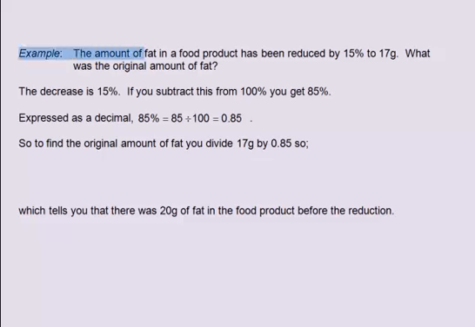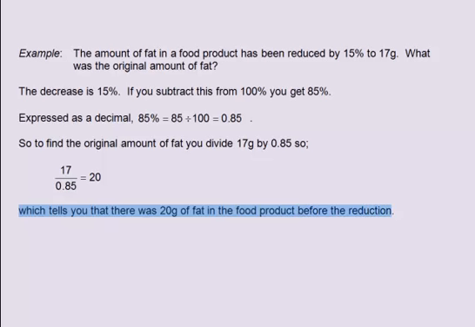Example: the amount of fat in a food product has been reduced by 15% to 17 grams. What was the original amount of fat? The decrease is 15%. If you subtract this from 100%, you get 85%. Expressed as a decimal, 85% equals 85 divided by 100, which equals 0.85. So, to find the original amount of fat, you divide 17 grams by 0.85. So, 17 divided by 0.85 equals 20, which tells you that there was 20 grams of fat in the food product before the reduction.